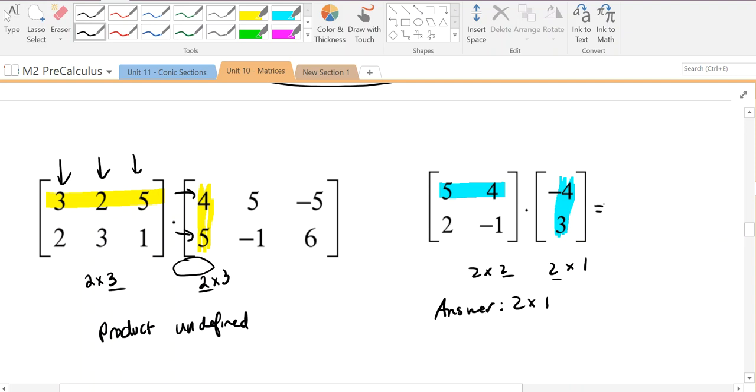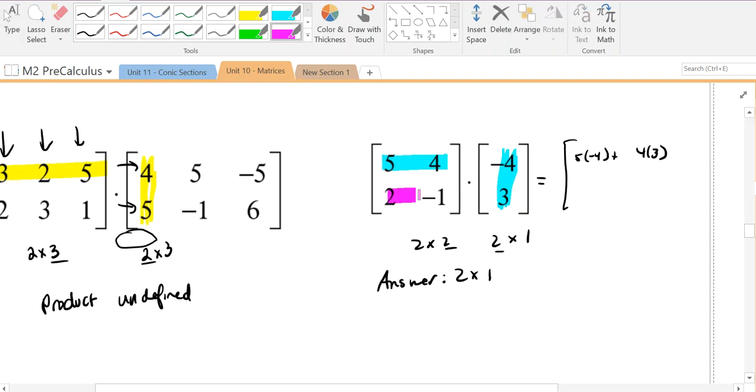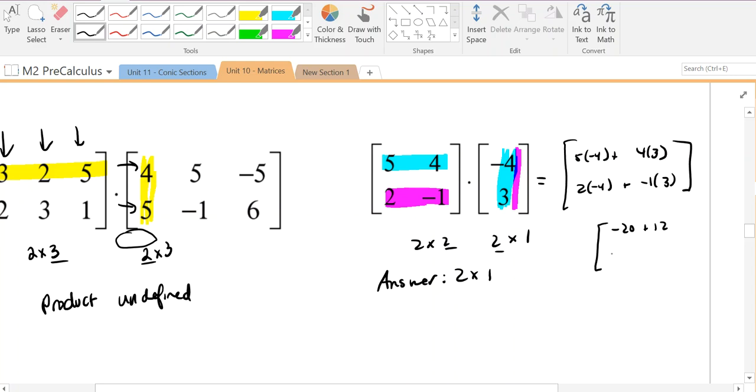Okay. So I'm going to have 5 times negative 4 plus 4 times 3. And then this one's going to be 2 times negative 4 plus negative 1 times 3. So I get negative 20 plus 12, negative 8, minus 3 for a negative 8.